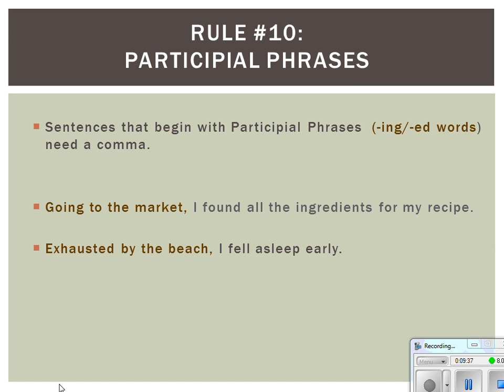Another type of common phrase are the participial phrases, and these are in your notes, but this is where we have the ing or the ed words at the beginning of a phrase. So if I look at my example sentence, "Going to the market, I found all the ingredients for my recipe." Going to the market is my participle phrase. It's not a complete sentence. My complete sentence begins with I found, so that's where my introductory comma goes. Same thing with the next sentence. "Exhausted by the beach" is my phrase. My complete sentence began with I fell, hence my comma goes in front of my complete sentence.